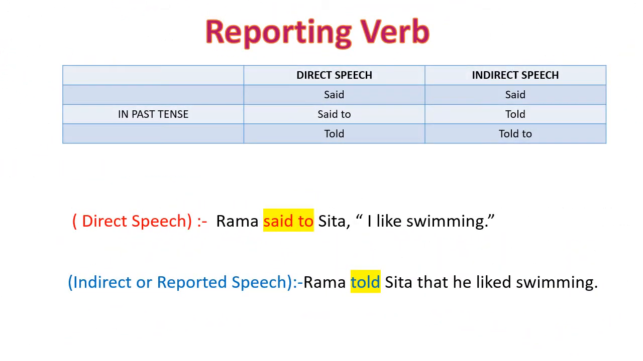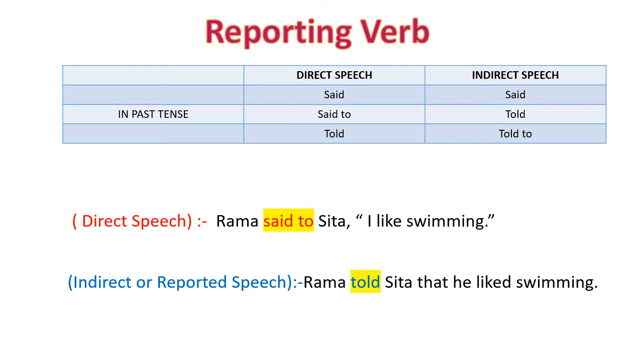Reporting verbs. First of all, we see in the past tense. Why? Because our previous example is in a past tense. That's why I'm showing you the past tense reporting verbs. Direct speech, indirect speech. In the direct speech, said as a reporting verb. The said remains as the same in the indirect speech also.